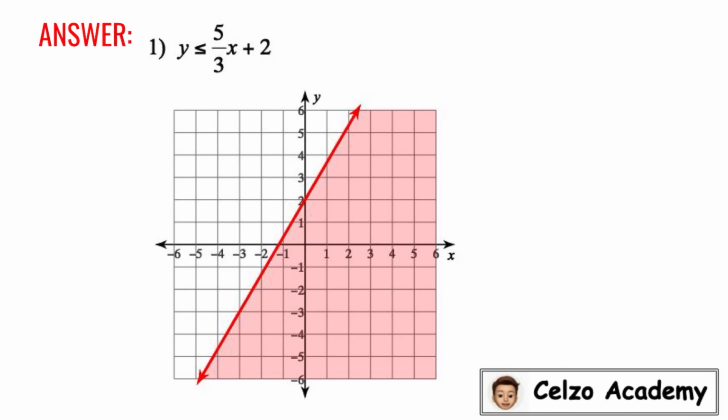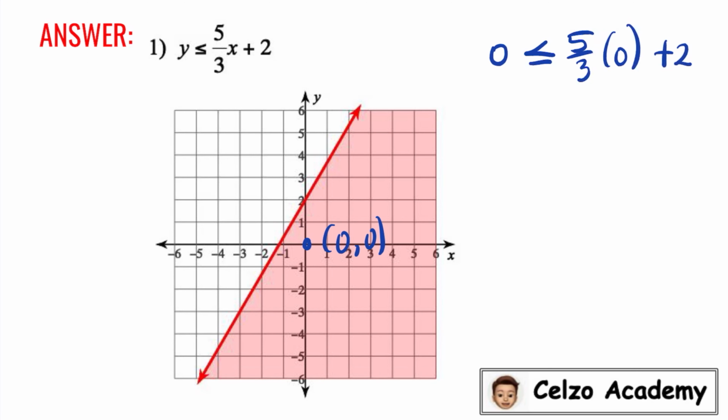The second method in determining which half of the line is a solution set is by using a given point. I will choose the point (0, 0), and I will plug that (0, 0) into the inequality. y is 0, less than or equal to 5/3 times 0 plus 2. 0 less than or equal to 0 plus 2, which is 2. And this inequality is true. That means that anything in this shaded region where (0, 0) belongs is the solution set to the inequality.